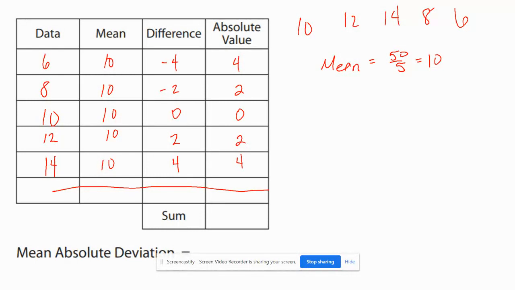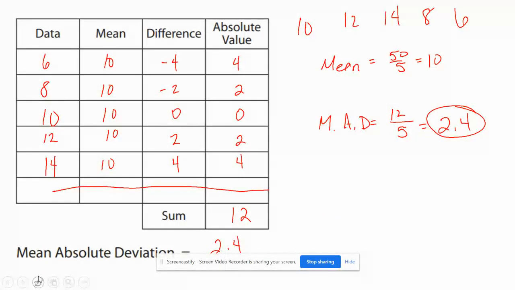Now, I add all of these up, and I get 4 plus 2 is 6, plus 0 plus 2 is 8, plus 4 is 12. All right, now, this is how I get the mean absolute deviation. I will do MAD equals 12 divided by the amount of numbers, which was 5, and my answer would be 2.4. Okay, so my mean absolute deviation is 2.4.